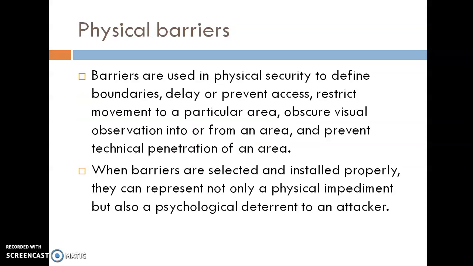Physical barriers. Barriers are used in physical security to define boundaries, delay or prevent access, restrict movement to a particular area, prevent visual observation of an area, and prevent technical penetration of an area. When barriers are selected and installed properly, they can represent not only a physical implement but also a psychological deterrent to an attacker.